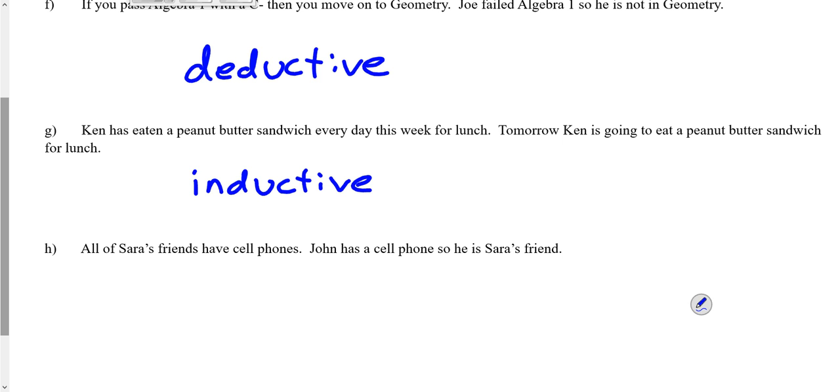So there's a little bit of a skip there. You need to pay attention to what exactly it's saying, not just listening to the way it sounds, but does this actually make sense? So all of Sarah's friends have cell phones. John has a cell phone, so he is Sarah's friend. That is inductive. We're actually just looking at a pattern there rather than the facts. So it is inductive.